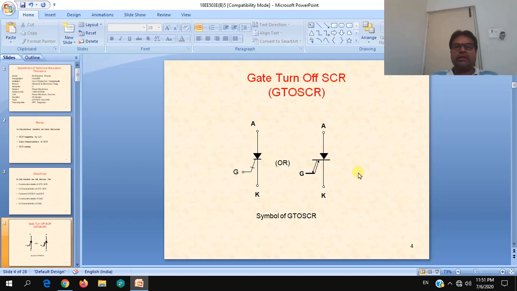To start with, here we have the symbols which we have already discussed for GTO SCR. GTO stands for Gate Turn Off Silicon Control Rectifier. It is 90% similar to the SCR in construction with small changes, and in the symbol, in the gate terminal, a cross or bidirectional arrows will indicate that it is a GTO SCR.